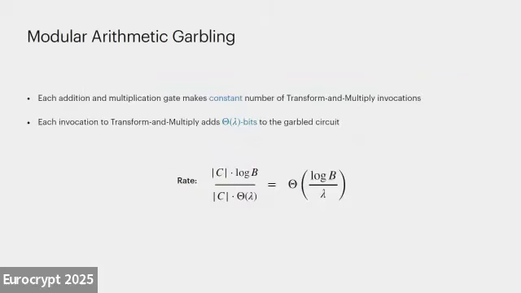So putting everything together, we use this transform and multiply gadget to garble the scheme, and all the messages of the gadget are included as part of the garbled circuit. Now, what is the rate? Every time we want to maintain the invariant for an addition or multiplication gate, we make a constant number of invocations to the transform and multiply gadget. Each gadget invocation requires lambda bits of communication from the garbler to the evaluator, which means our rate is log B over lambda.